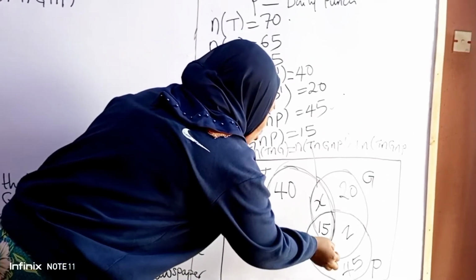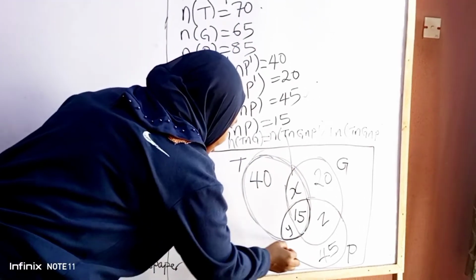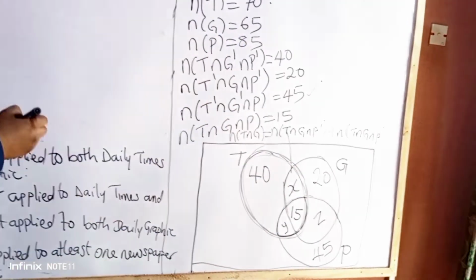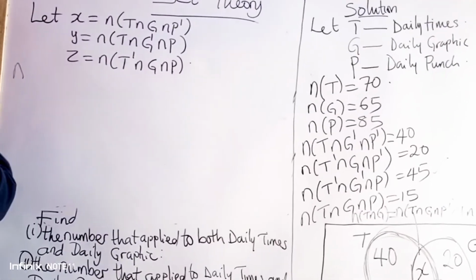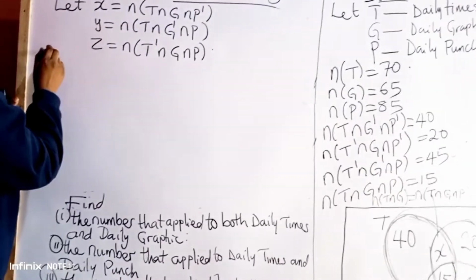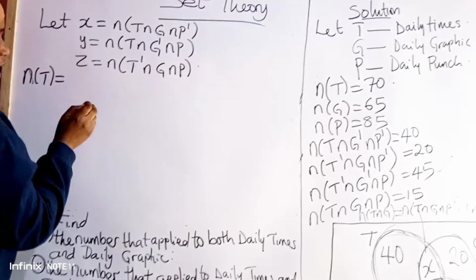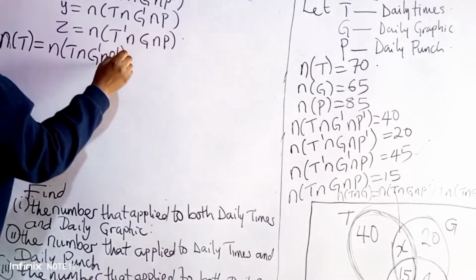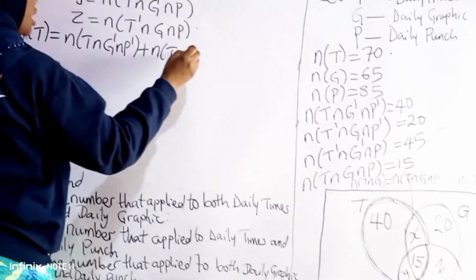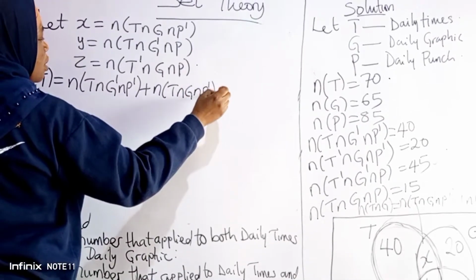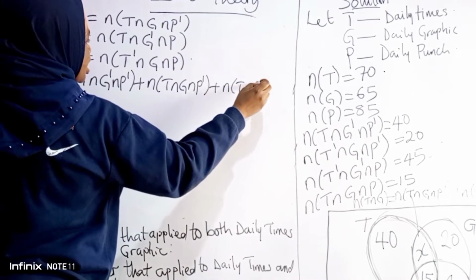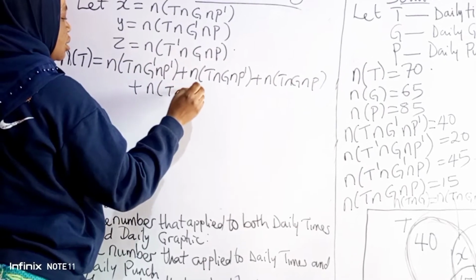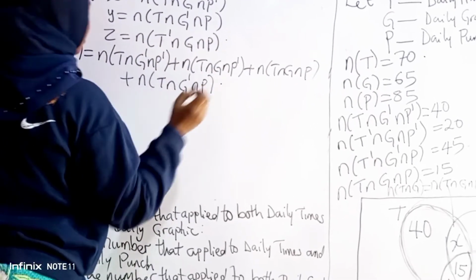And cardinality of daily times consists of all these elements that I can find inside the circle. That is everything that belongs to T. So cardinality of T will now be equal to cardinality of T only, plus cardinality of T intersect G only, plus cardinality of T, G and P, then plus the cardinality of T, not G but P. So what do I have there?